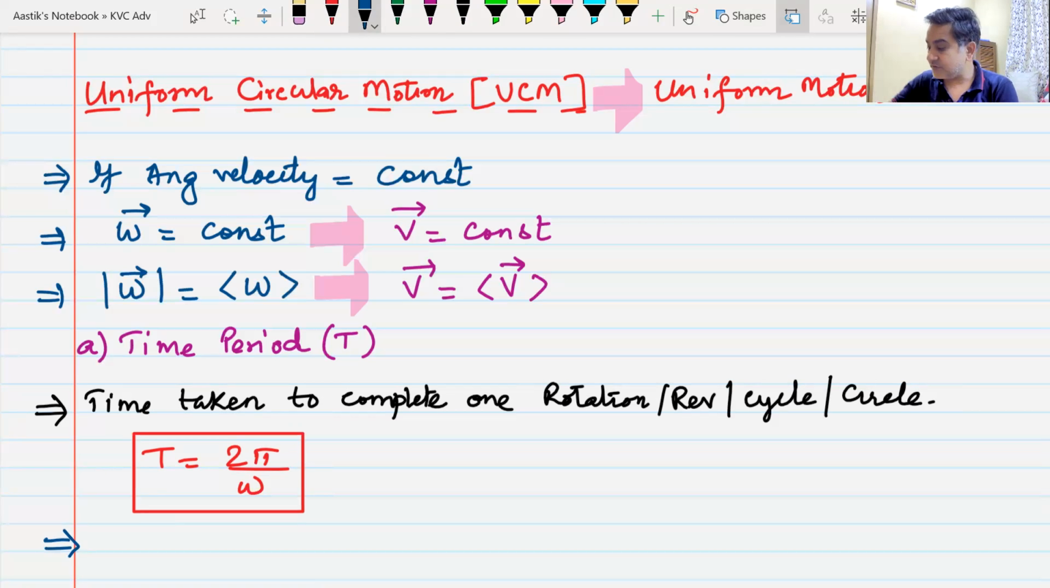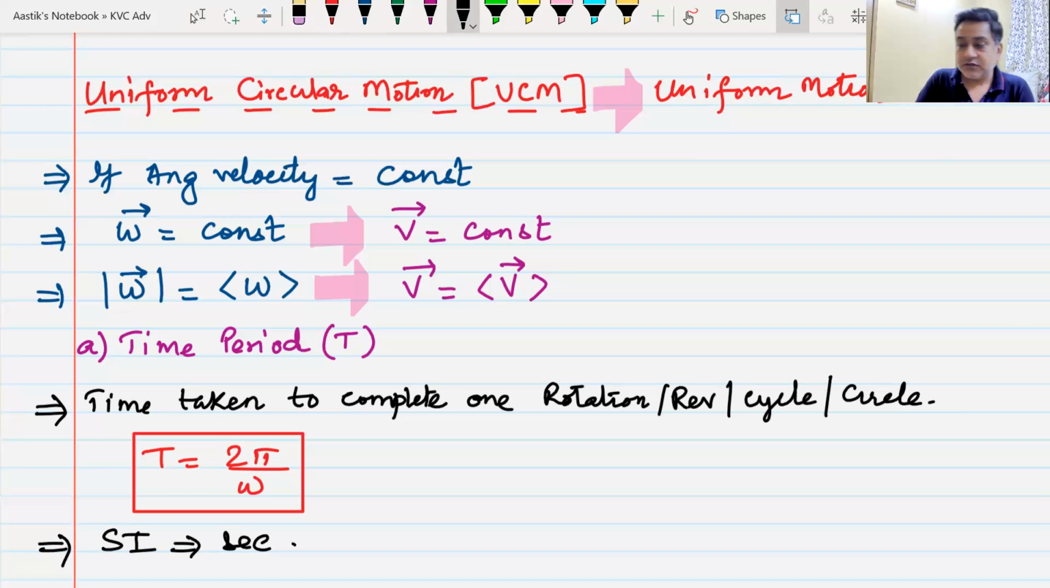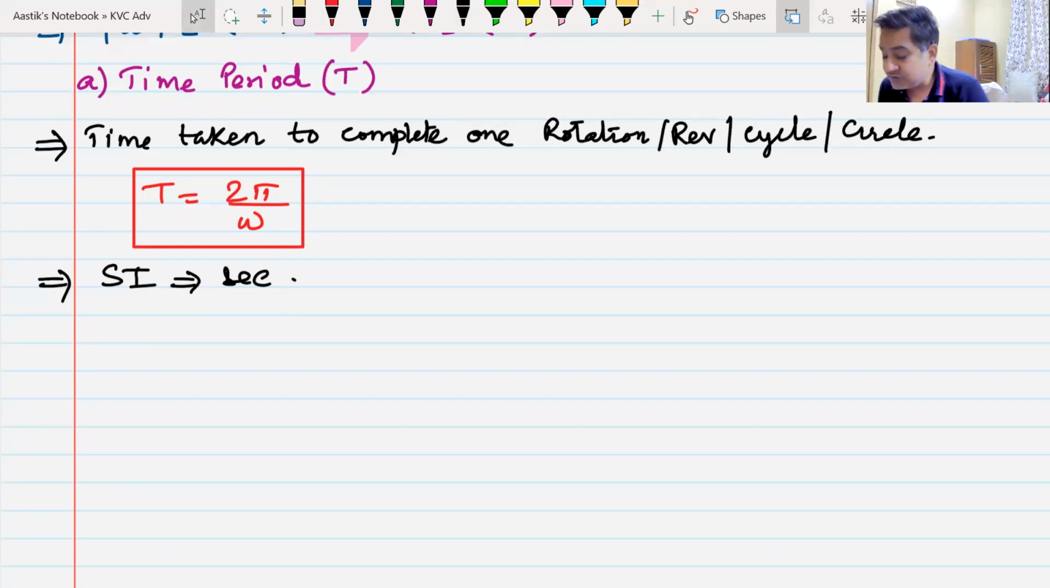The SI unit is seconds, it is time, so it is a scalar quantity. Don't need to understand this, you know this. As soon as you know that one term of uniform circular motion is time period, capital T, what is the next term?